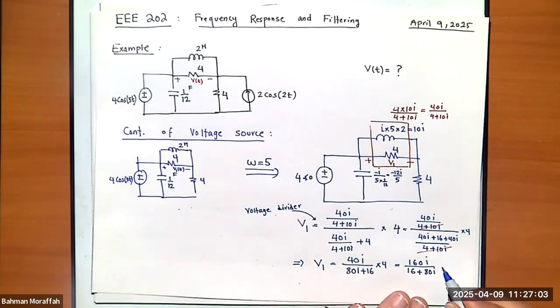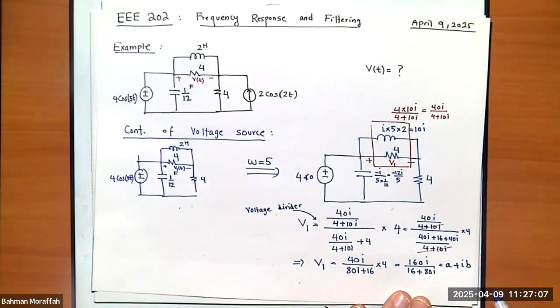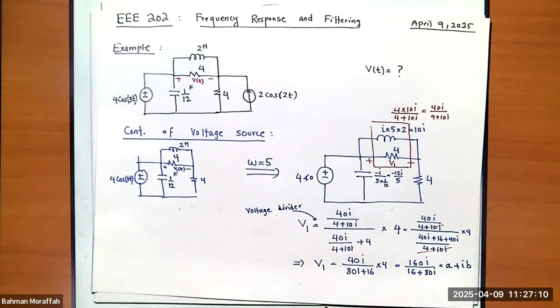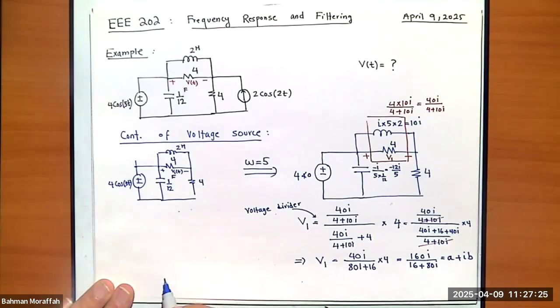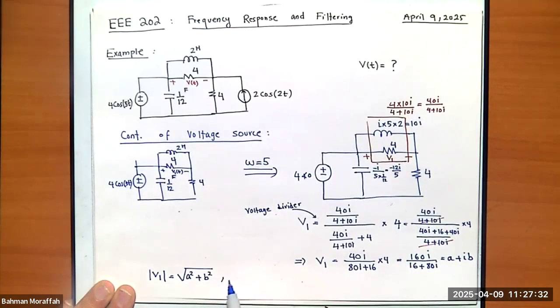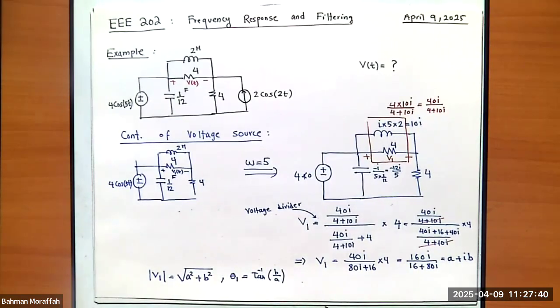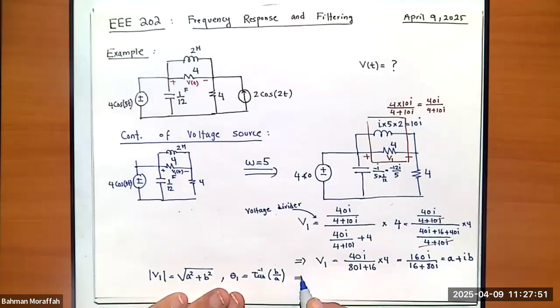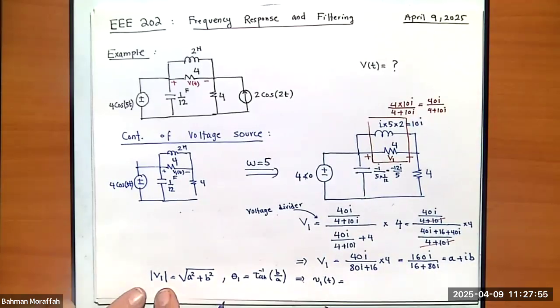I can write this as some real part A plus some imaginary number B. How do I do this? I multiply this by the complex conjugate of the denominator. Right? And I can find A and B. As soon as I have A and B, I know the magnitude and the phase of V1. So the phase and magnitude can be calculated using this. V1 is the square root of A squared plus B squared. Theta 1 is tangent inverse of B over A. Right? So I know exactly what V1 of t is. What is V1 of t? Given this, V1 of t is this magnitude.